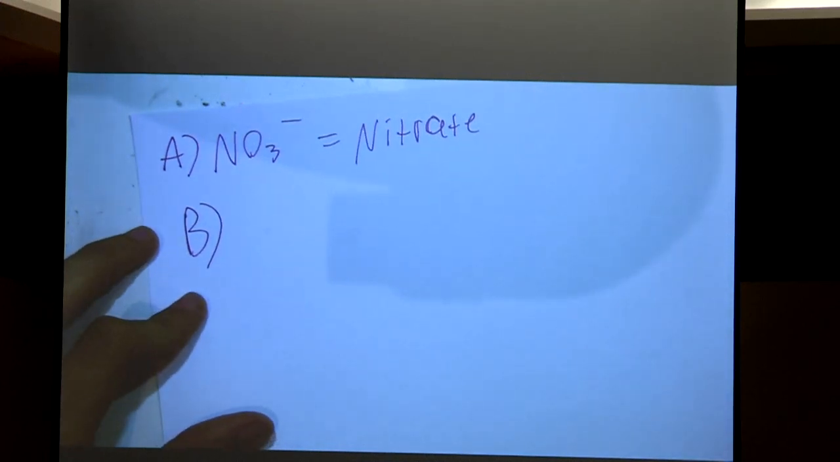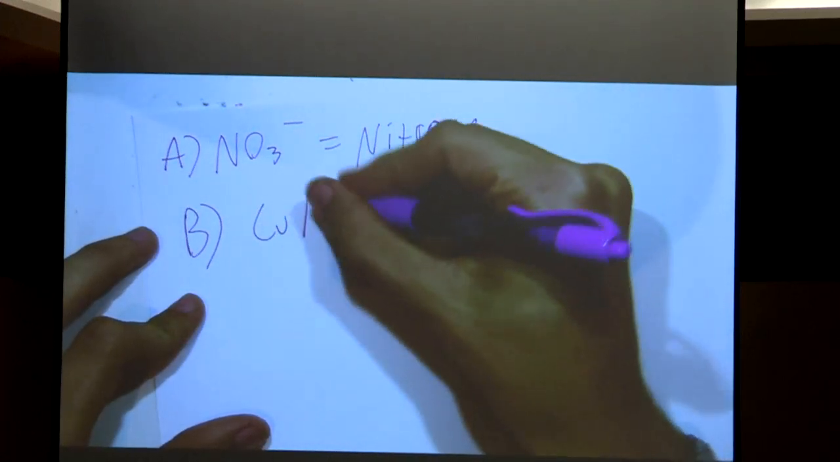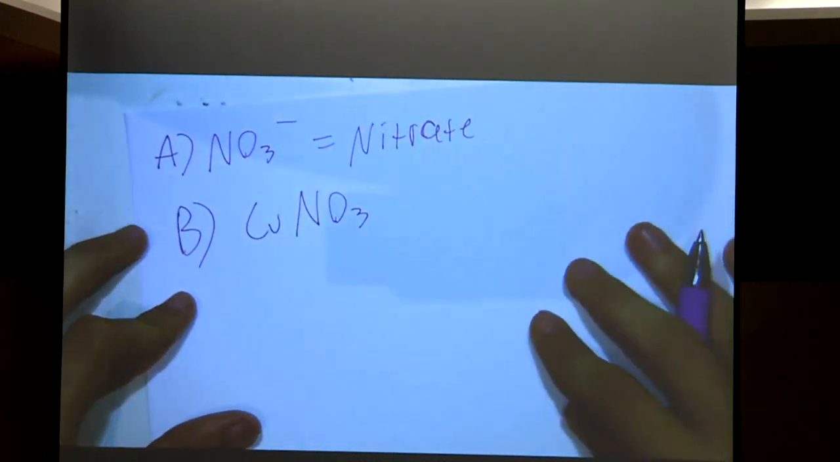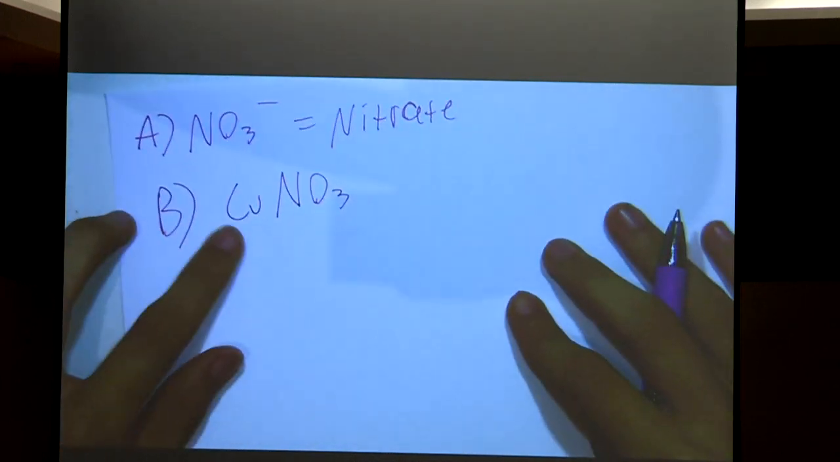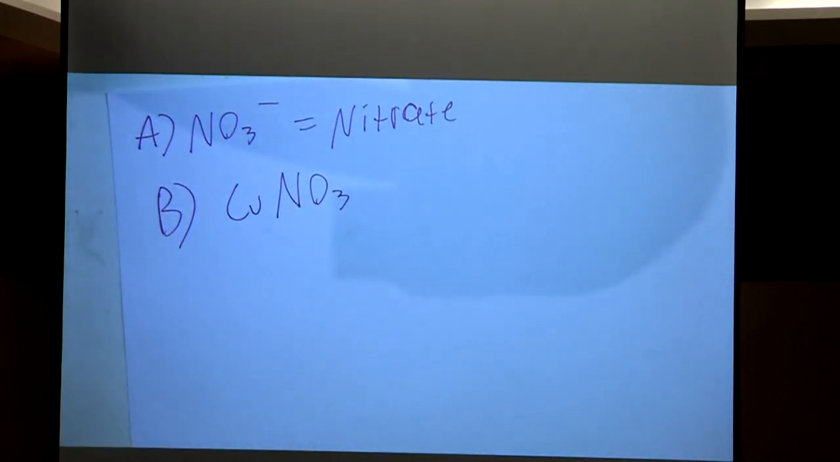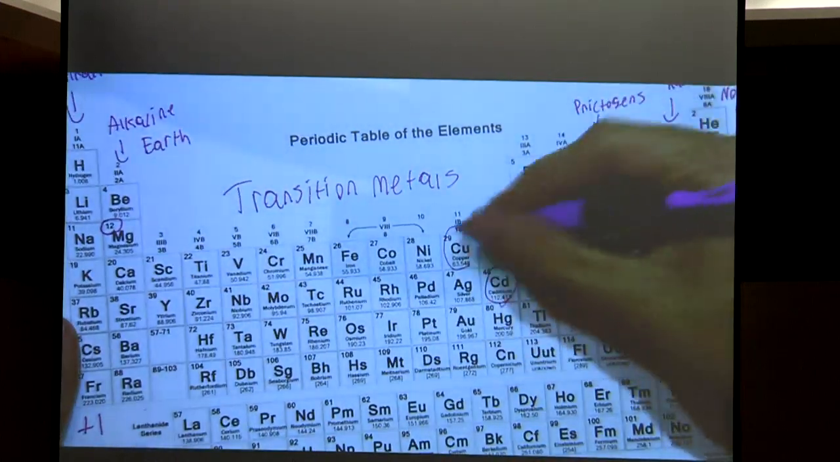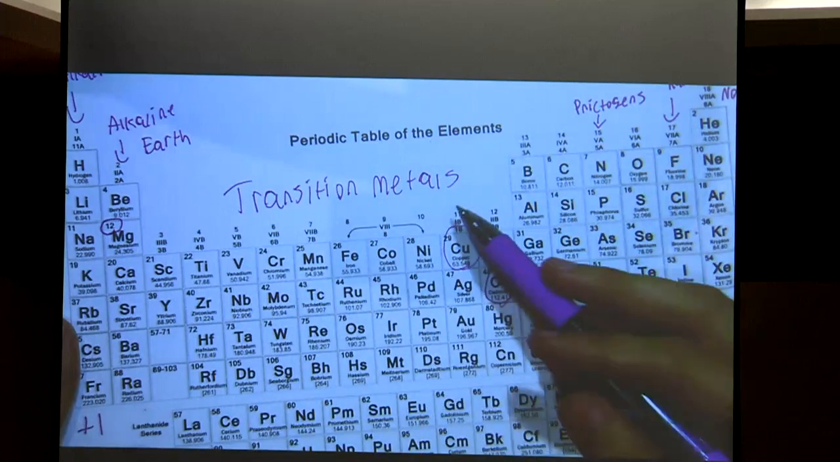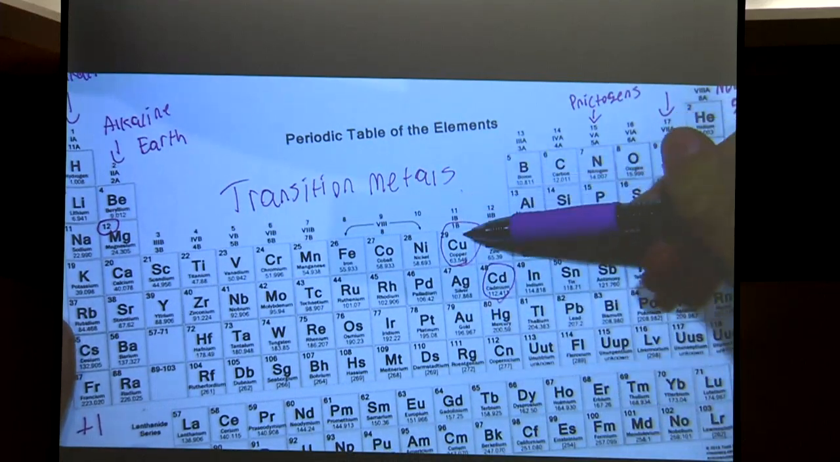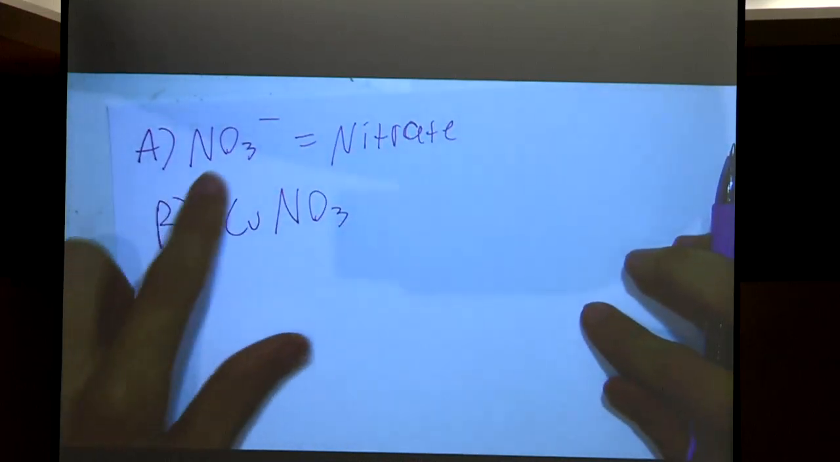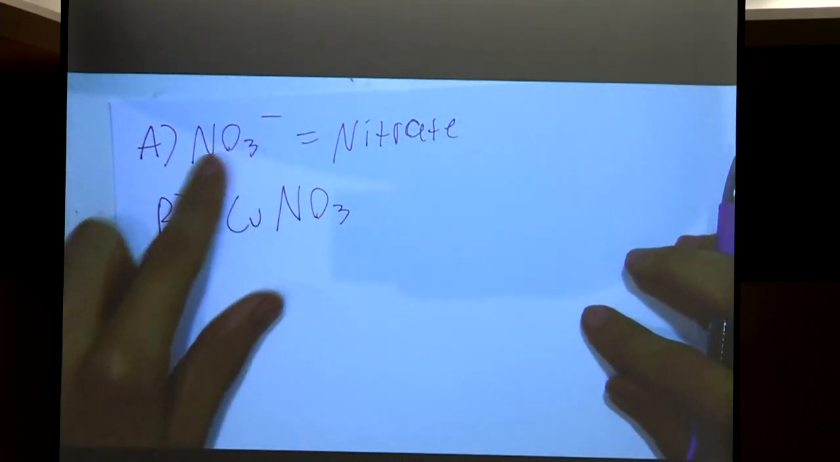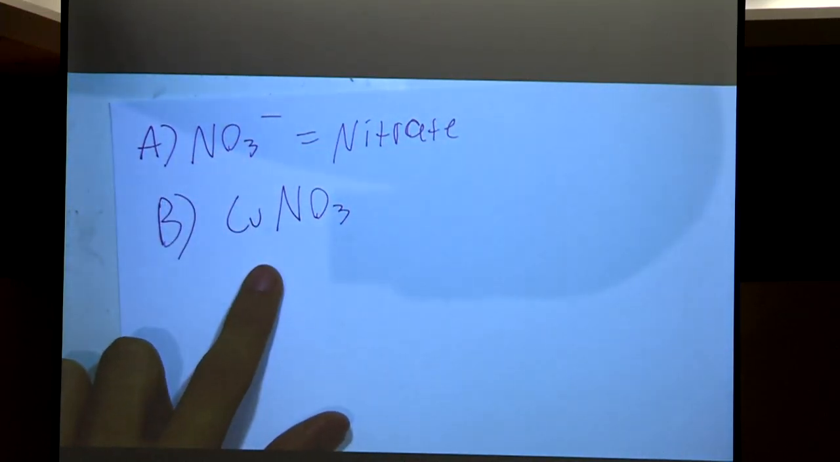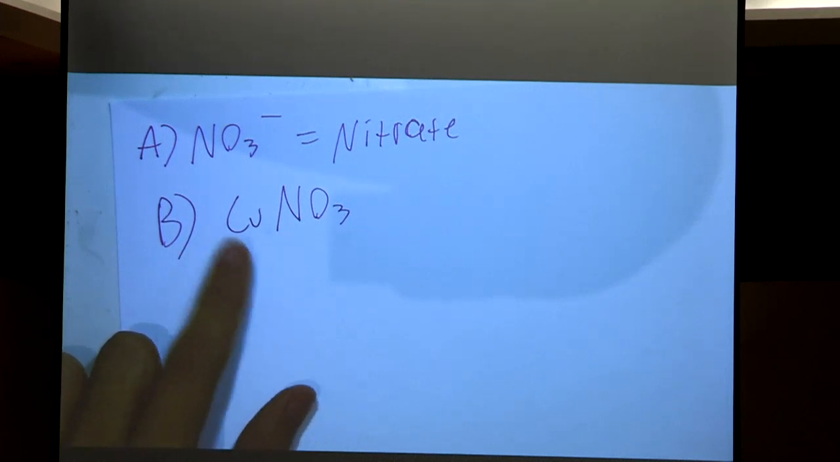Okay, B, we've got CuNO3. All right, so let's check the periodic table. Copper is right here, which means it's a transition metal, which means it has variable charge. So we're going to have to use those Roman numerals. Nitrate, we just saw, has a charge of -1. This compound is electrically neutral, so that means that copper has to have a charge of +1.